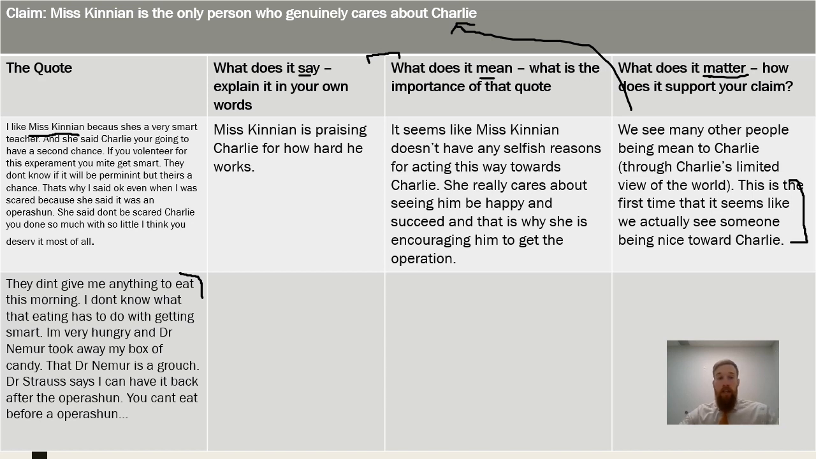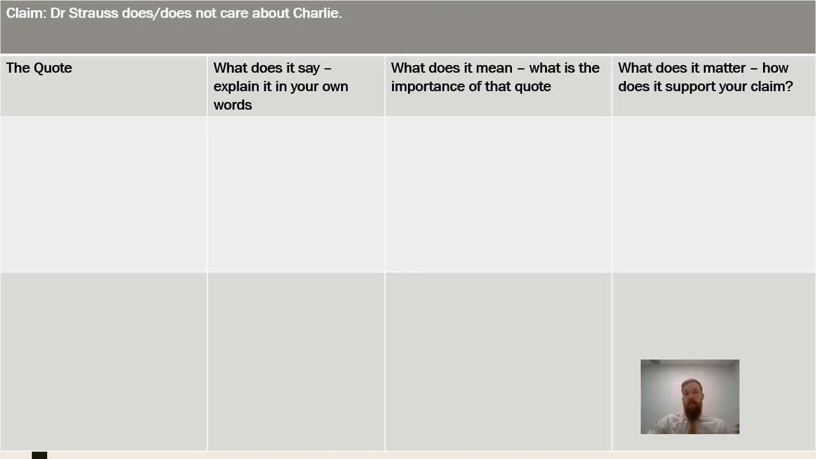So you're going to try it with this quote I've given you, with this claim that I've set up, and then once you feel like you have that down, you're going to move off and become a little more independent with it. You're going to find your own quotes. The claim for this is Dr. Strauss does or does not care about Charlie. So you're going to pick which side you want to be on, and then you're going to find two different quotes, and go through this process of what does it say, what does it mean, what does it matter, and then decide which one is the better quote to support you.